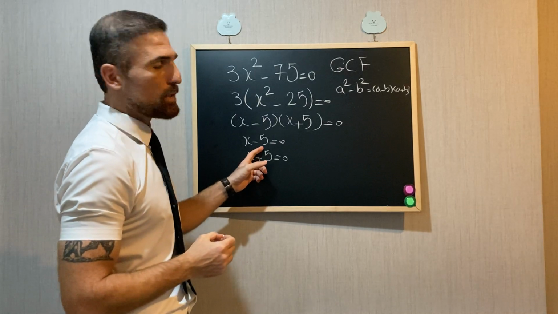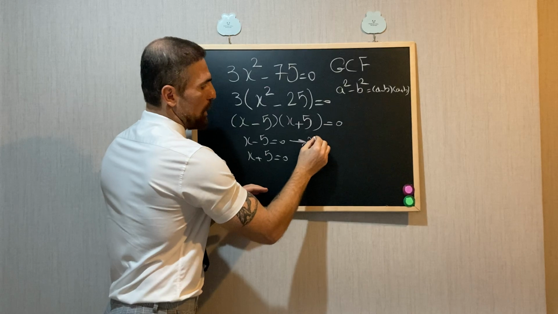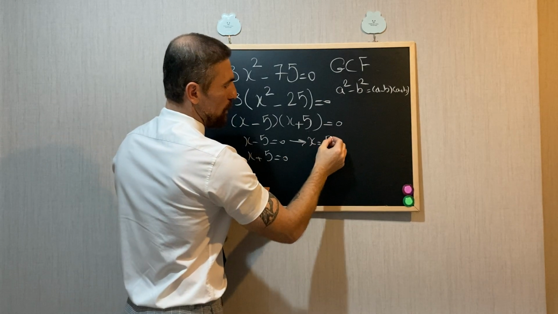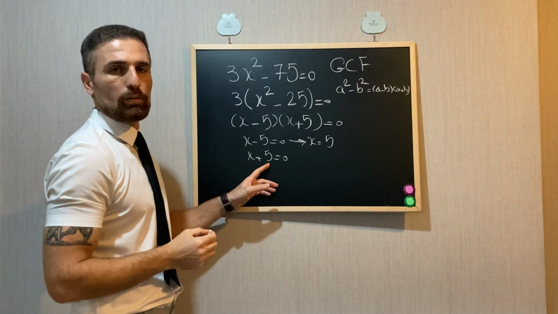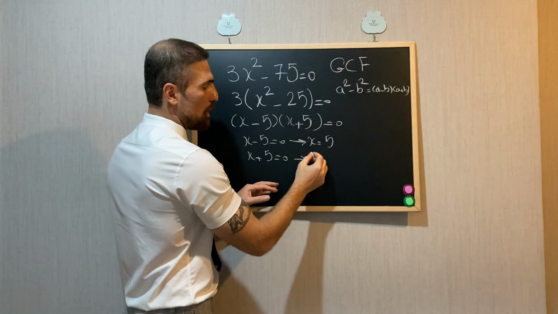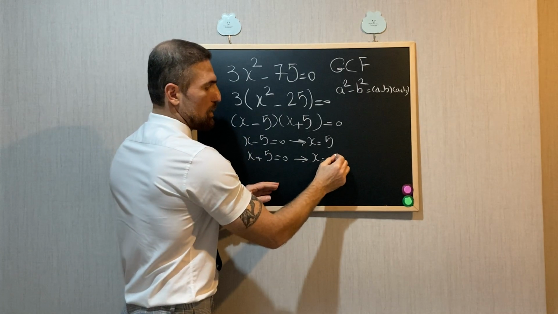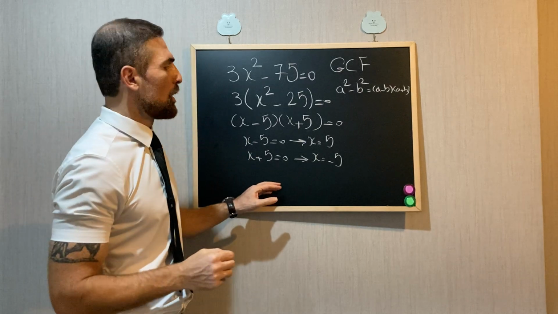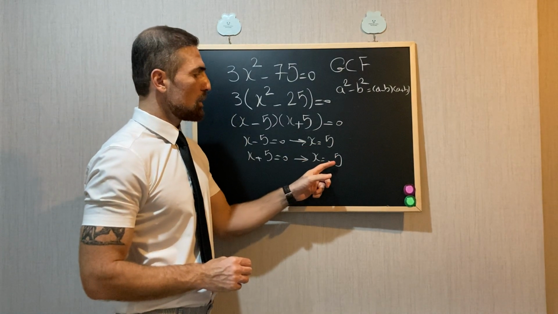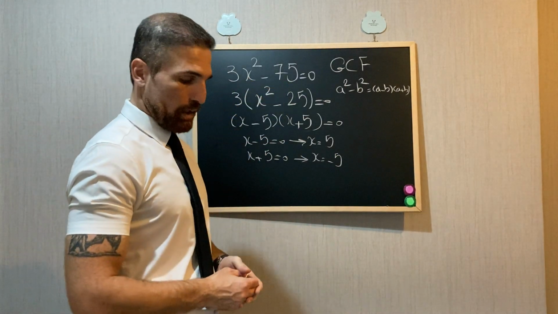x minus 5 equals 0. Move the 5 to the other side, change the sign. x equals 5. x plus 5 equals 0. Again, move the 5 to the other side, change the sign. x equals negative 5. x equals positive 5 and x equals negative 5 are both answers of this equation.